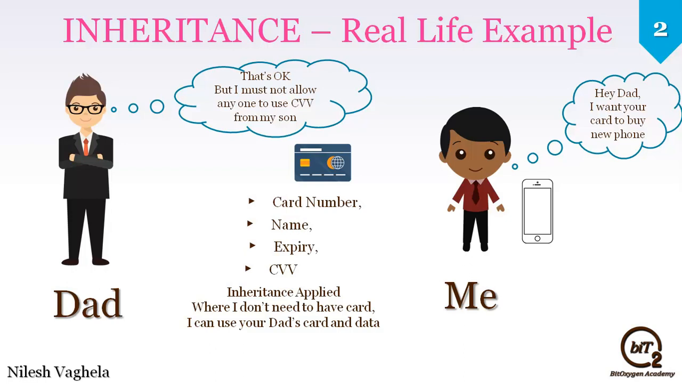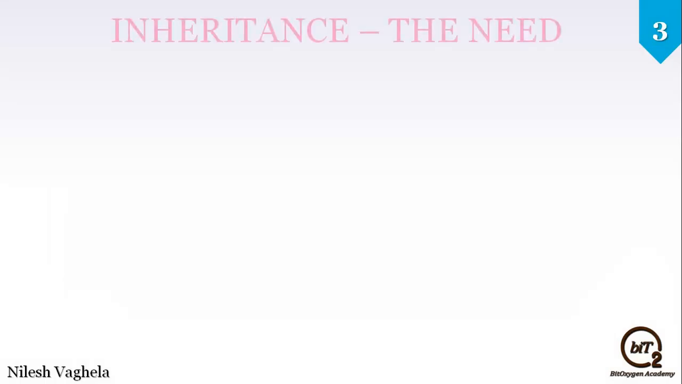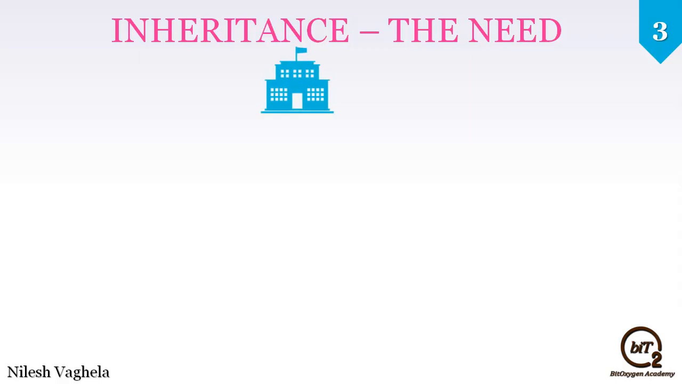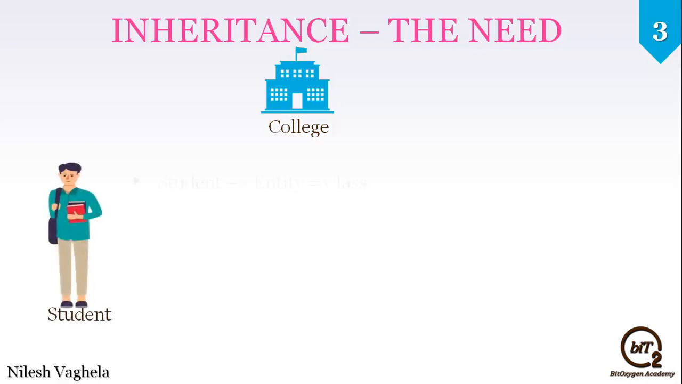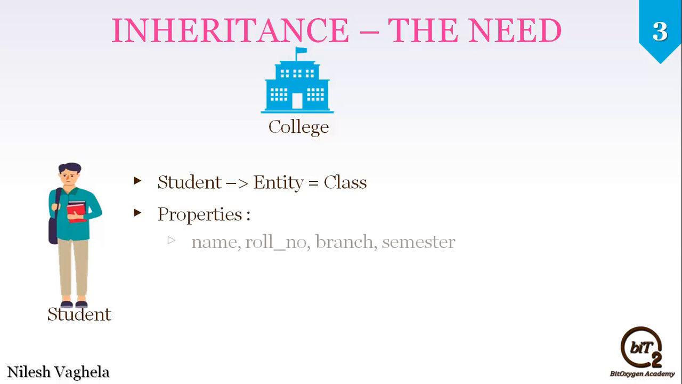So now we will see what is the need of inheritance. So for example, we are making a project. This project is a college management system. As most of the viewers are students and are comfortable with the working of a college, we are considering this example, right? In a project, we will have an entity known as student. This entity is also known as class. Now this entity or student will have some common properties such as name, roll number, branch, semester and many others, but these are essential. That's why I have listed them over here.